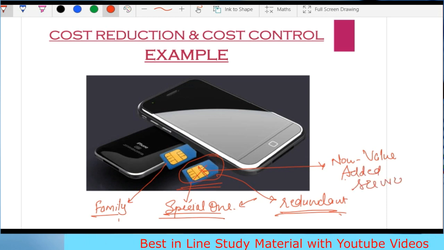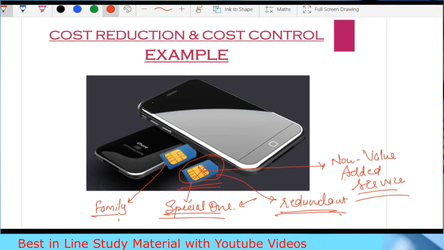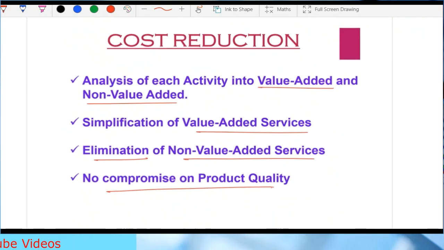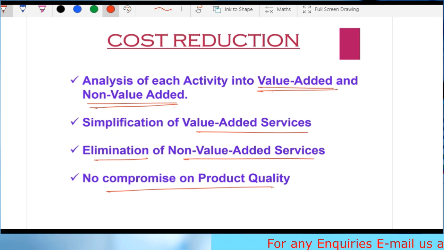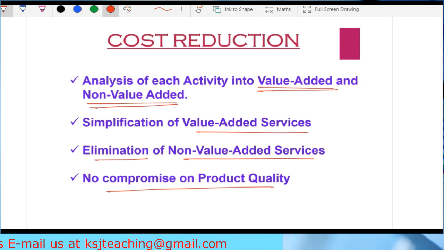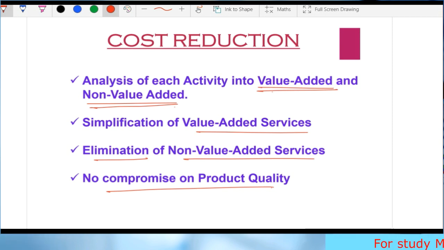Okay. So what will I do? I will remove this SIM. I will not recharge this SIM, right? This process is known as cost reduction. You divide the activities into value added and non-value added, right? What is non-value added? Means those activities which even if we remove from the process will not affect the quality of our product. It will reduce the cost, but it will not have an adverse effect on the quality of the product.